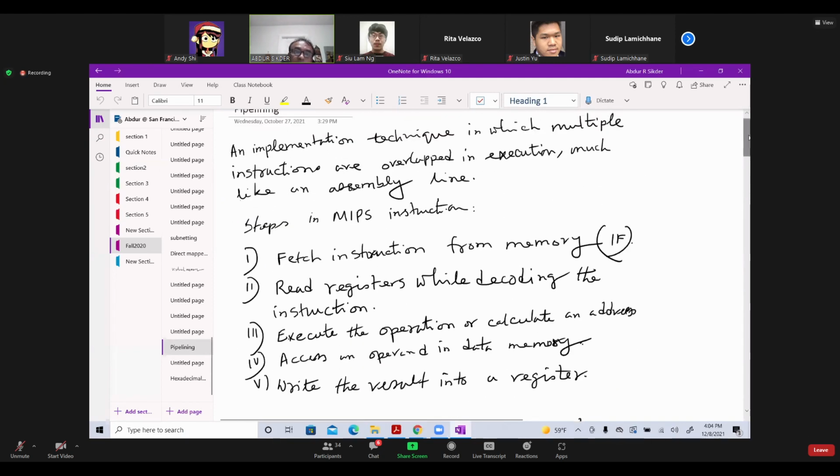Pipelining is an implementation technique in which multiple instructions are overlapped in execution, like an assembly line. That's the pipelining definition. Pipelining is very easy to understand because of the example that we have for the washing, drying, folding, and putting the laundry in the rack. So that's very easy to understand and grasp the concept. Pipelining is basically the efficient way to use your resources. That's all it is.